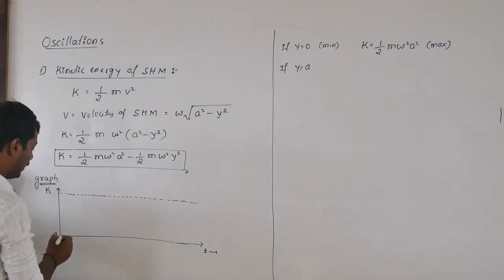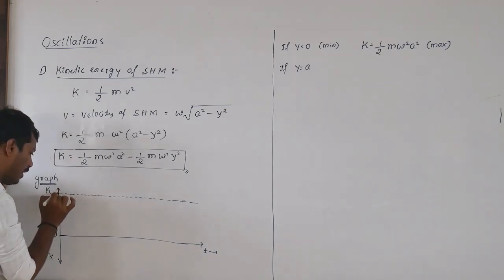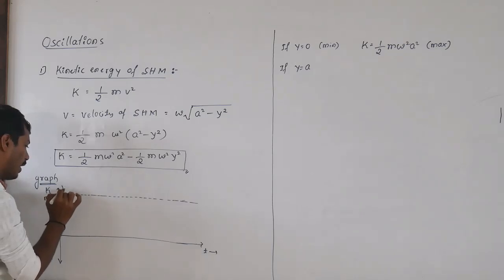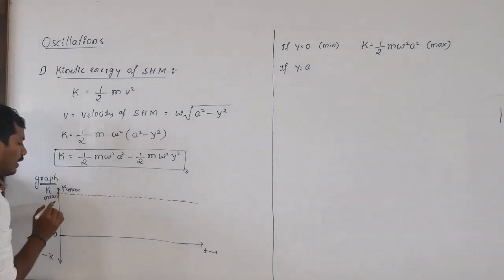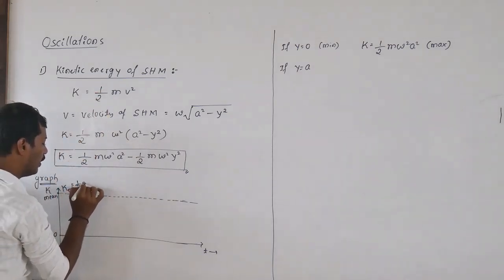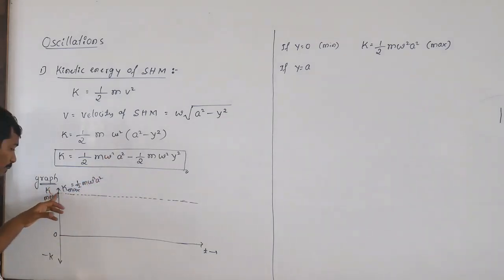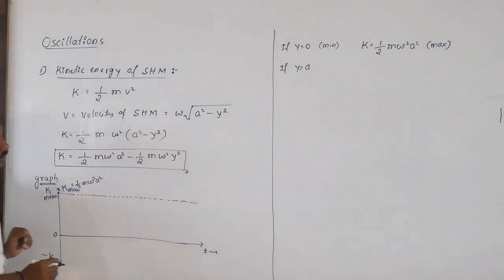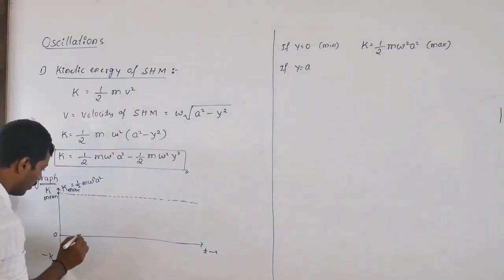It starts not from here, it starts from here. The kinetic energy is maximum at the mean position. Its equation is 1 by 2 m omega square into a square. At this position. Next, another one, I'll write all things here.